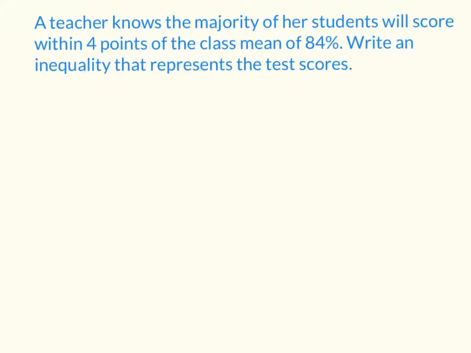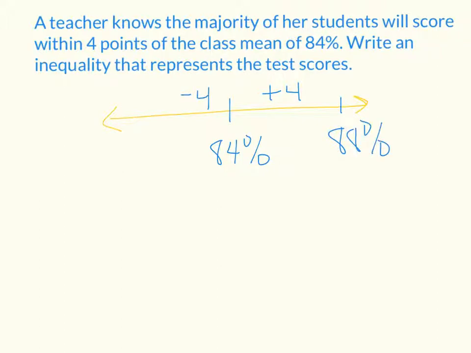All right, next one. A teacher knows the majority of her students will score within 4 points of the class mean of 84%. Write an inequality that represents the test scores. Okay, so let's look at this on a number line. We know the mean is 84%, so that's going to go right here. Now the class is going to score within 4 points. We don't know if it's 4 points above or 4 points below. So if it's 4 points above, the class is going to be at 88%. If it's 4 points below, the class is going to be at 80%.